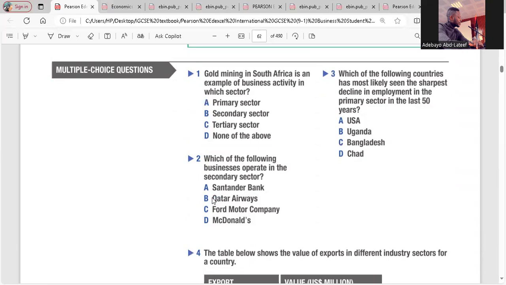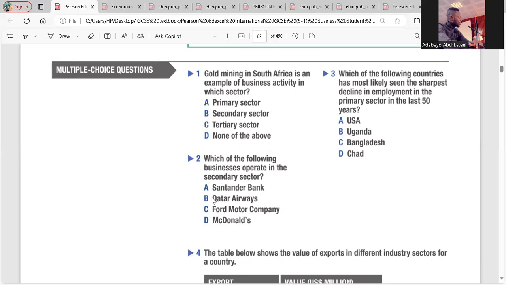Please read. Okay, gold mining in South Africa is an example of business activity in which sector? Primary sector. Great. Question 2. Gold mining is extracting. Mining, yeah. Question 2. Which of the following businesses operate in the secondary sector?